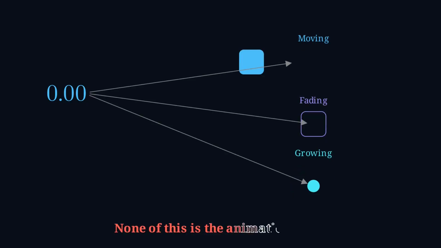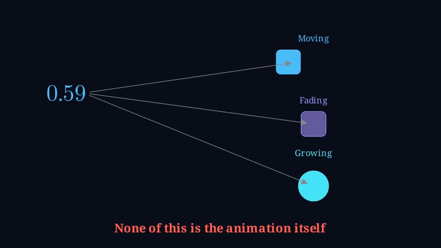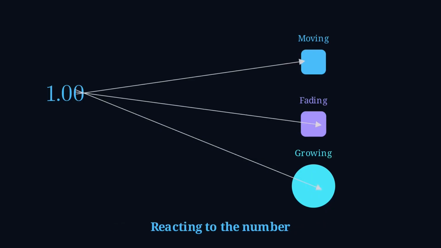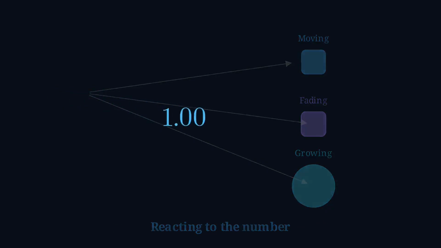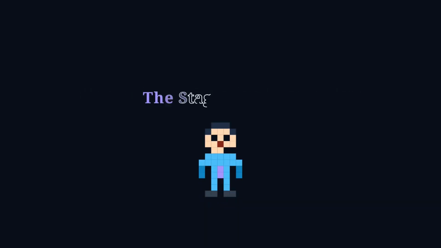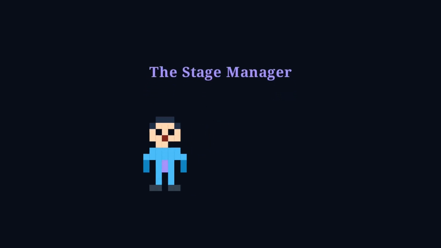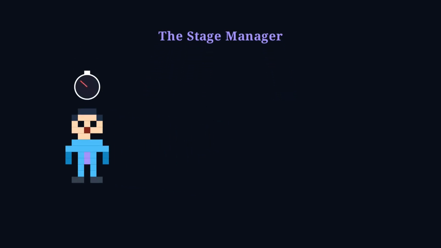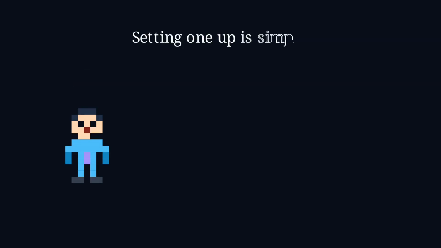The moving box, the fading opacity, the growing circle, none of that is the animation itself. Those are just things we build by reacting to that changing number. So the real question becomes, who is responsible for changing that number frame after frame? That's our next character. Meet the Animation Controller. Think of it as the stage manager of your animation, the one person backstage with a stopwatch making sure everything moves in time.